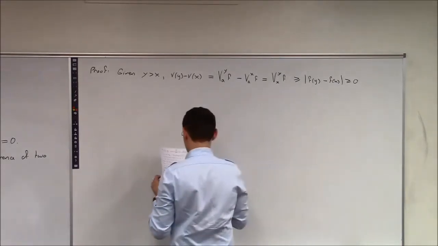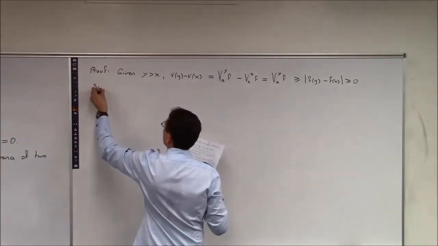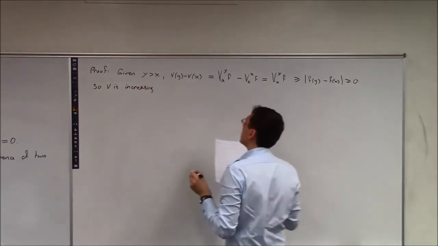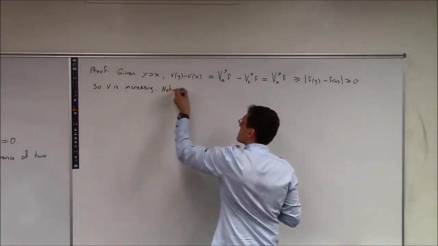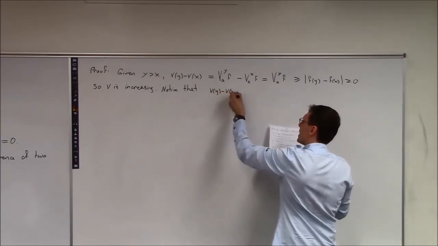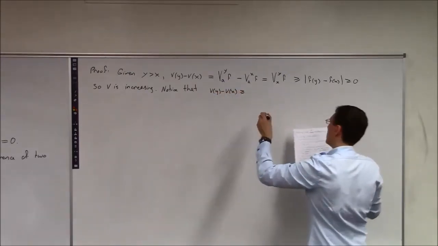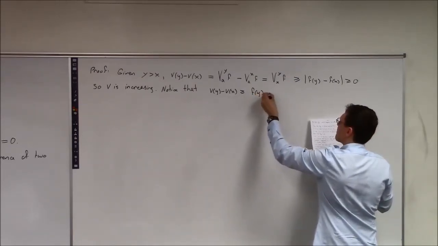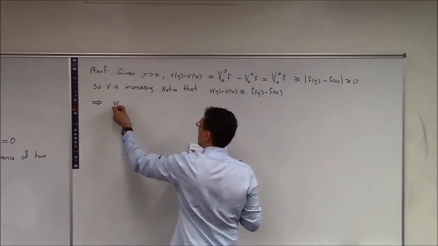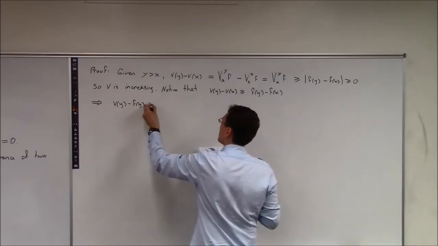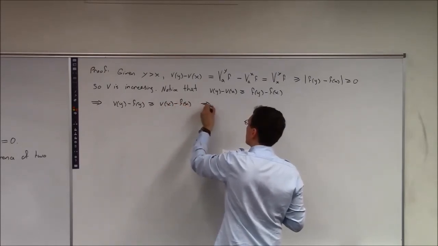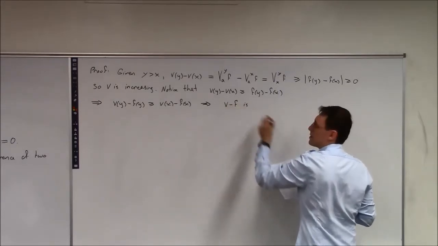So v is increasing. Notice, however, that we showed more. We showed that v of y minus v of x is bigger than or equal to, if we drop the absolute value, f of y minus f of x. And the consequence is that if I rearrange terms, I have that v of y minus f of y is bigger than or equal to v of x minus f of x, and as a consequence, v minus f is also increasing.